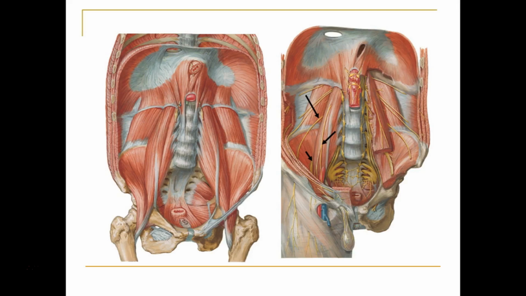So iliacus and right psoas major, and this is quadratus lumborum, which is not having a relation with cecum, just shown for the posterior abdominal wall muscles. And the nerves: lateral femoral cutaneous nerve, and then we have the femoral nerve along with genitofemoral nerve.